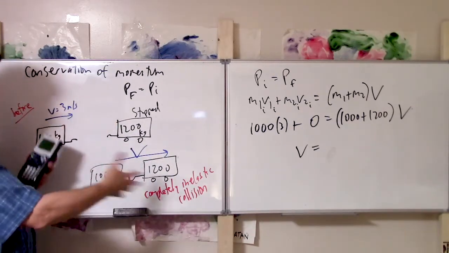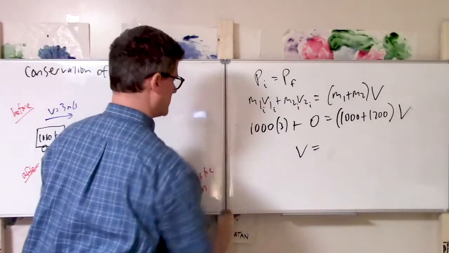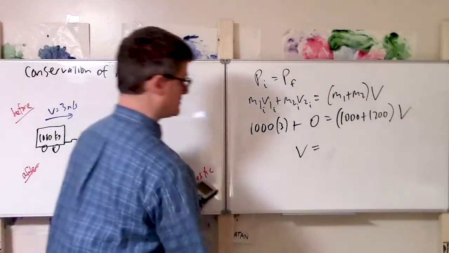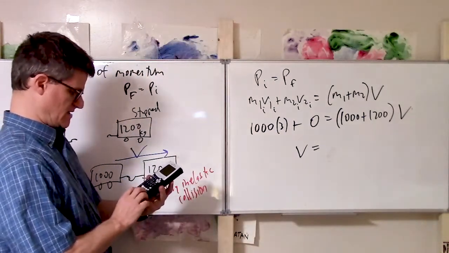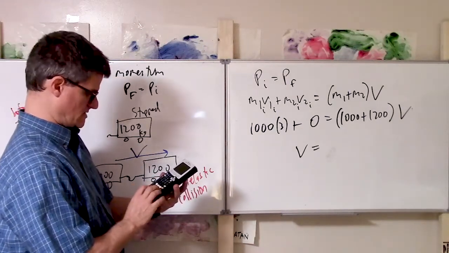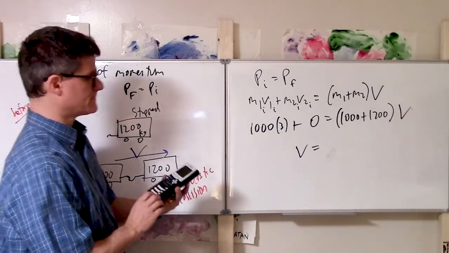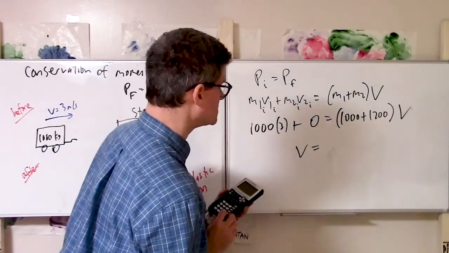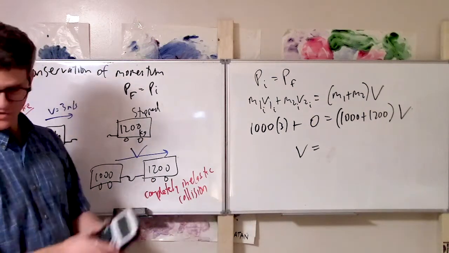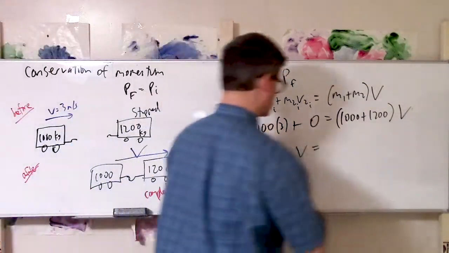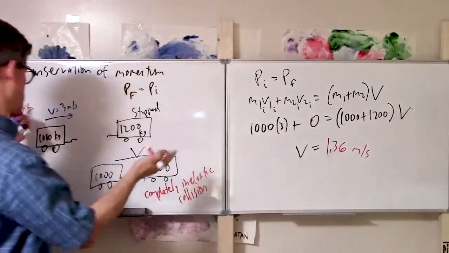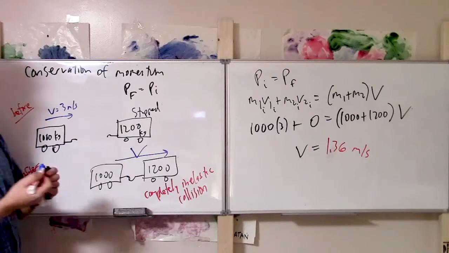Now, sometimes one's intuition is wrong if you're not familiar with the equations, but it's always a good idea to take a guess and see if the answer seems reasonable. But let's get the answer and see. So 1,000 times 3 divided by basically 2,200, 1,000 plus 1,200. Yes. So I get 1.36 meters per second. Okay, so that does seem reasonable. Less than 3, it just slowed everything down.